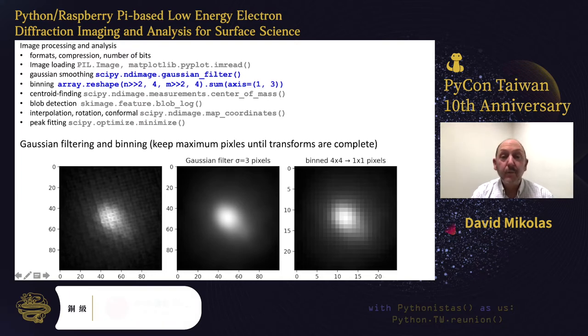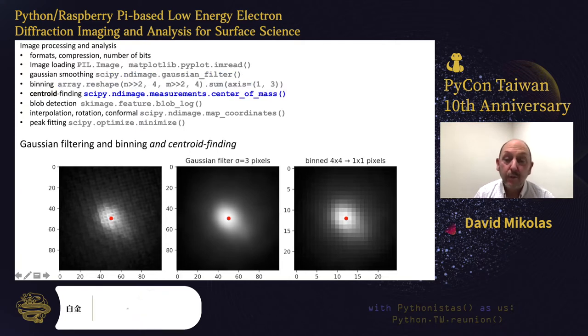So for the binning, we can do it by first changing your array from 2D to 4 dimensions and then summing over 2 of those dimensions. And once you do that, the centroid or center of mass of all the three spots are essentially identical.